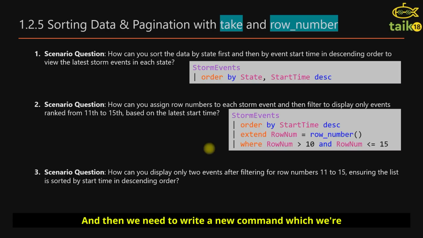And then we need to write a new command which we are discussing now, which is extend. Extend basically helps to create a particular column. So row number equals row_number, that's going to add a row number. And then we are filtering this row number like we have already seen. We can call this column again: row number greater than 10 and row number less than or equal to 15. That's the question, ranks 11 to 15, we need to filter that.